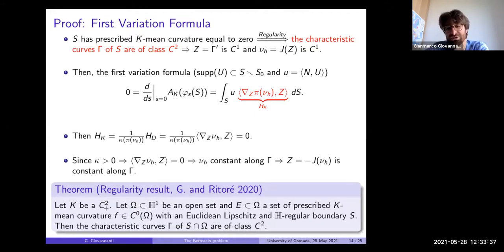And so the rotation of this vector field, that is Z, by 90 degrees, is also constant along gamma. But Z is the vector field that defines the foliation. So that means that Z is constant, so gamma are straight lines.